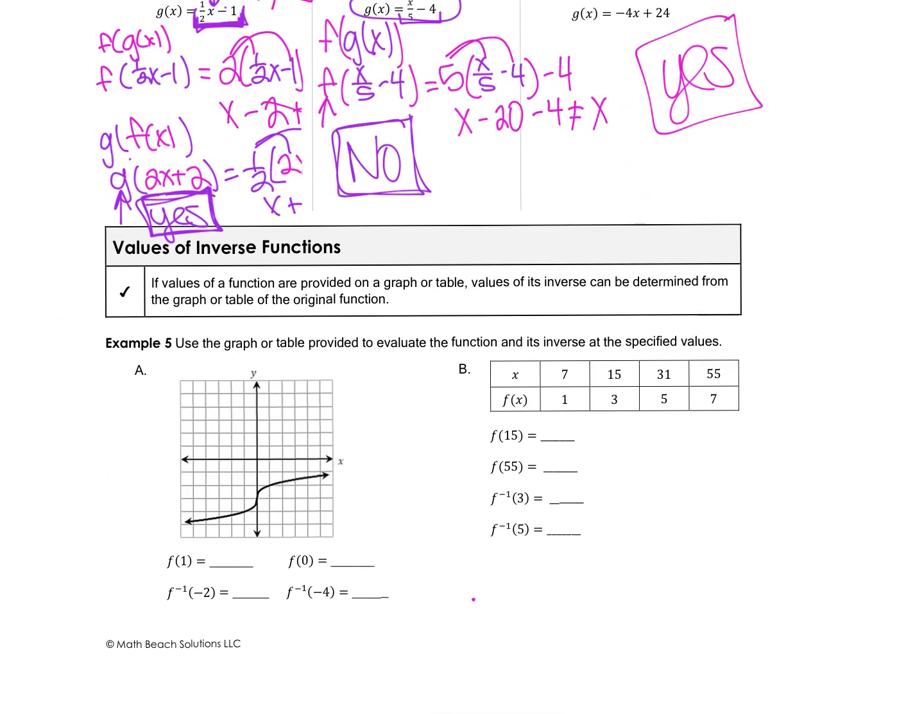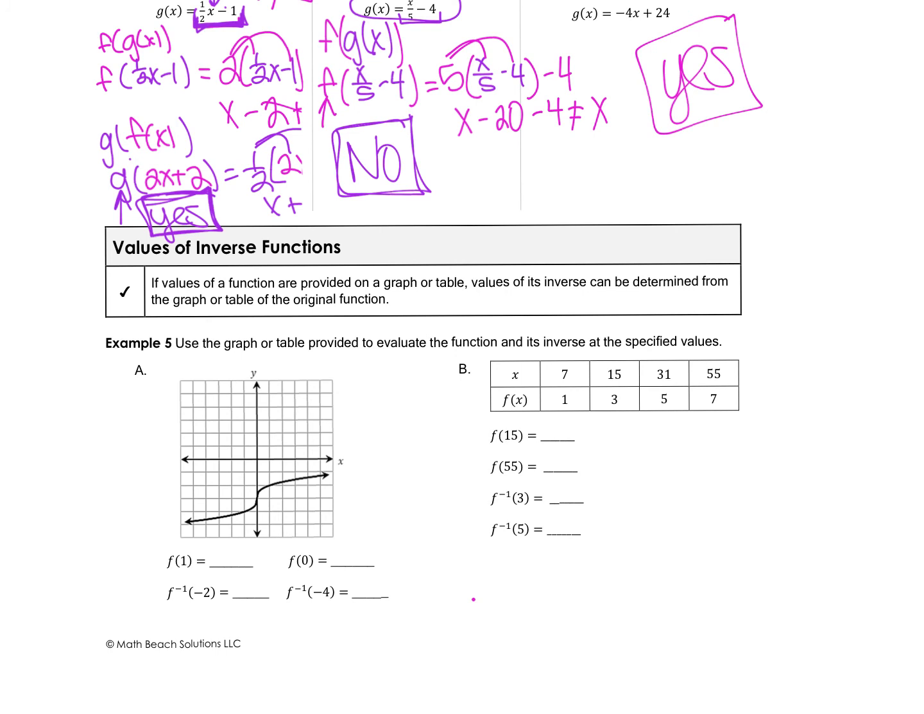All right. The next part, values of inverse functions. If values of a function are provided on a graph or table, values of its inverse can be determined from the graph or table of the original function. So use the graph or table provided to evaluate the function and its inverse at the specific or specified values.